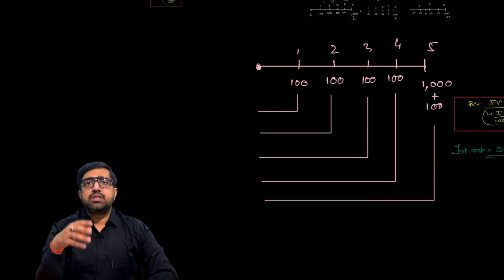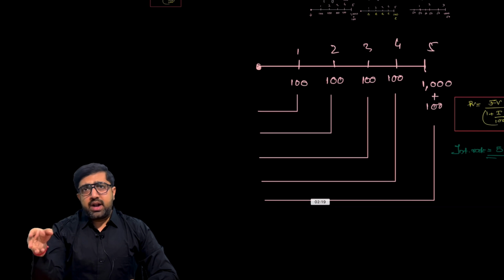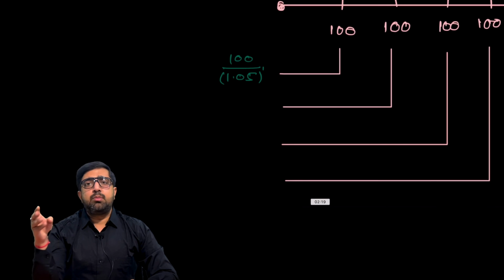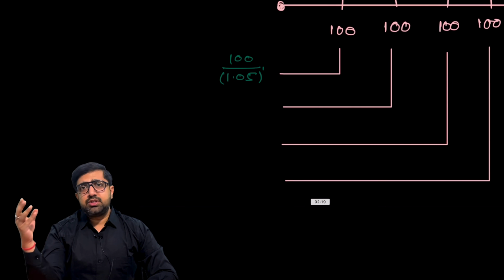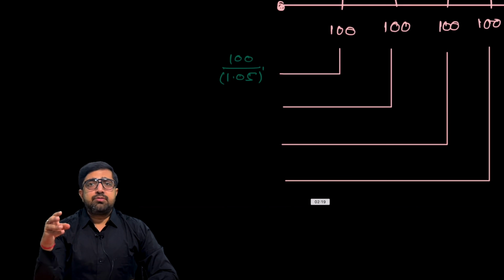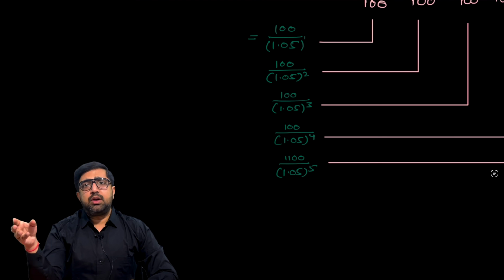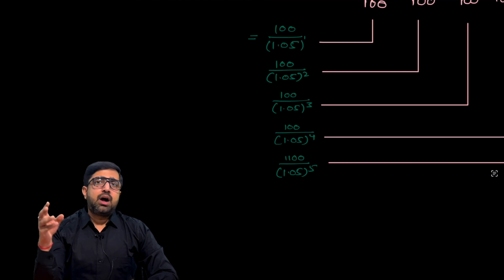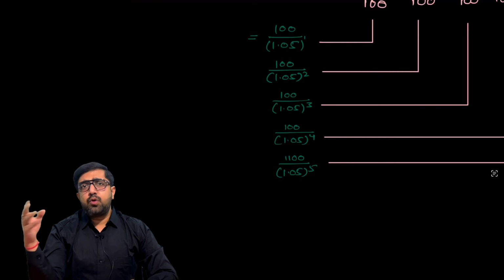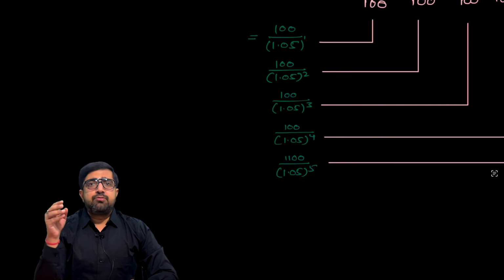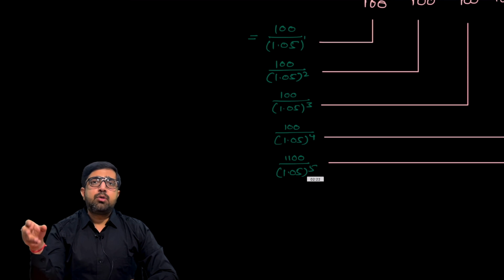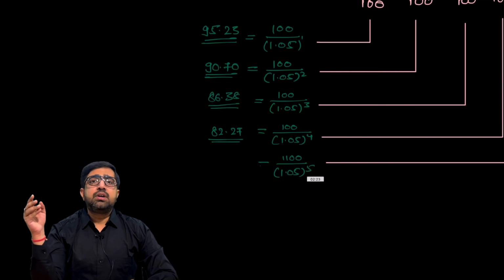So first we'll discount the first 100. Now time is 1 here, so the formula would be 100 upon 1.05 raised to the power 1. For the second 100, because the time is 2, it will be 1.05 raised to the power 2. For the third, it will become 100 upon 1.05 raised to the power 3. For the fourth, it will be 100 upon 1.05 raised to the power 4. For the fifth, it will be 1100 upon 1.05 raised to the power 5.